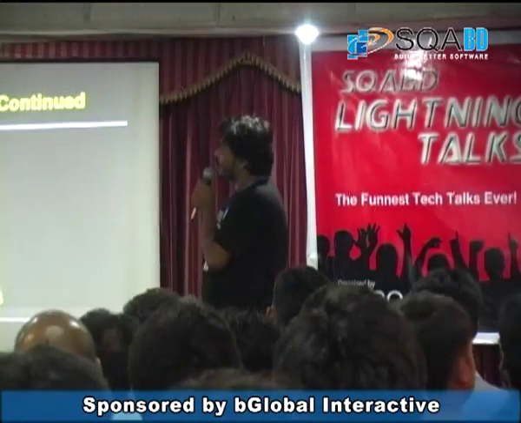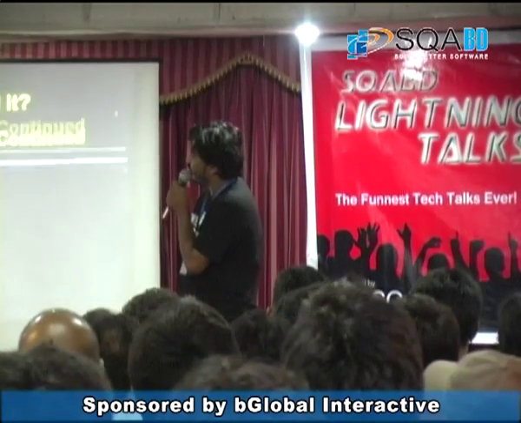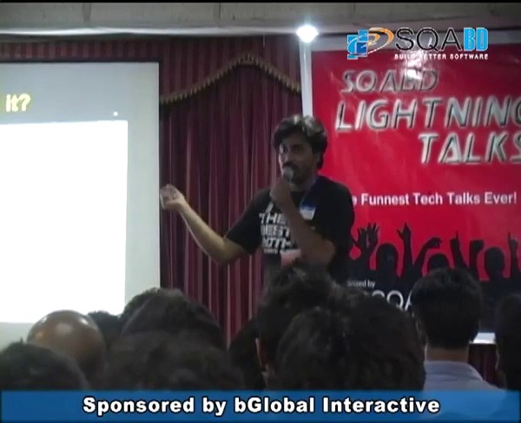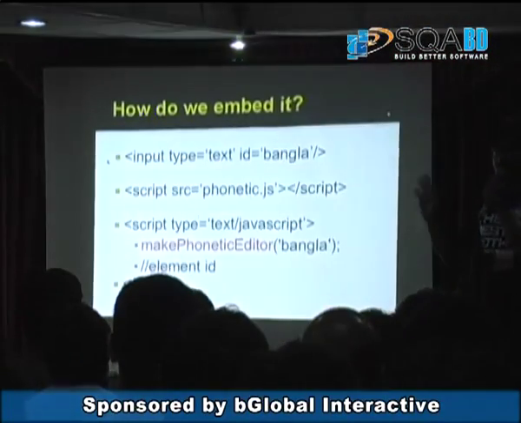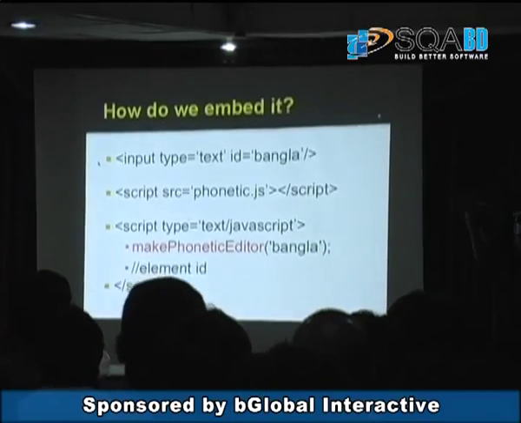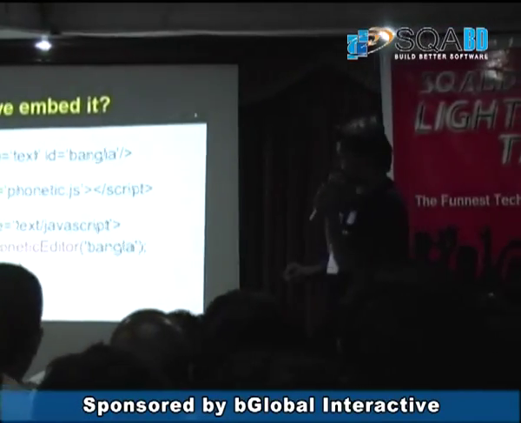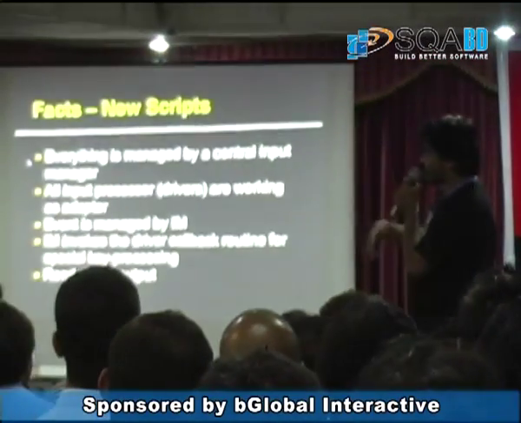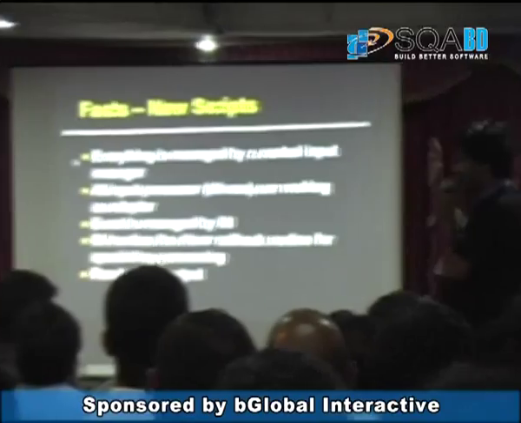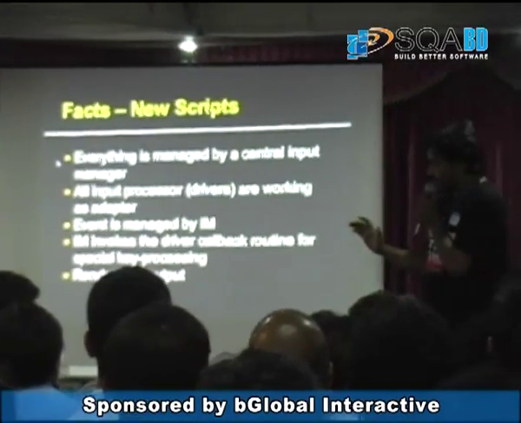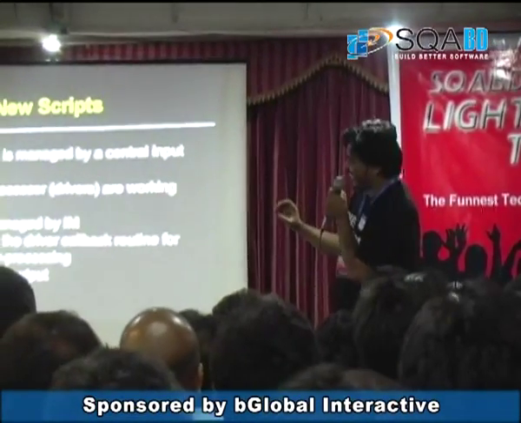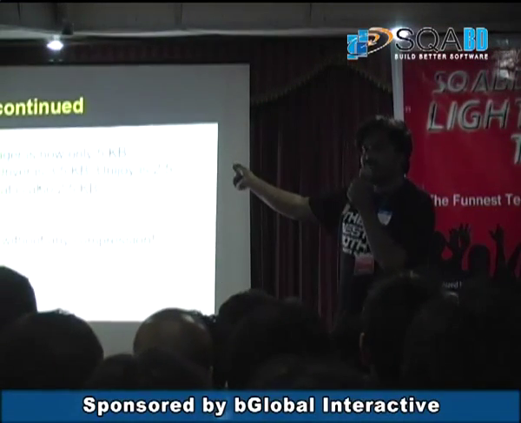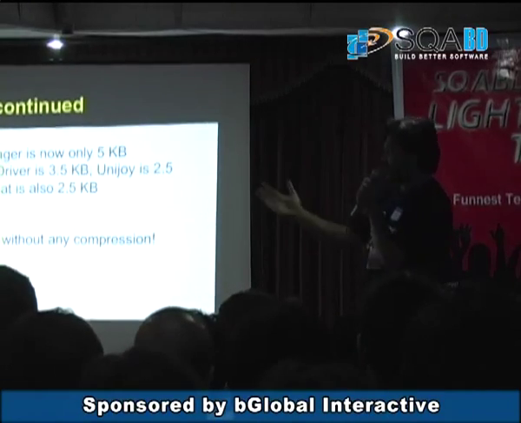So what we did, this is how we input it, but we actually need to pass the input ID. That makes everything complex because I need to take extra care for these input IDs. So we rewrote everything as a jQuery plugin, and you can see that. Okay. So the input manager is only 5 kilobytes now, and the drivers are only 2 kilobytes. You can read it.